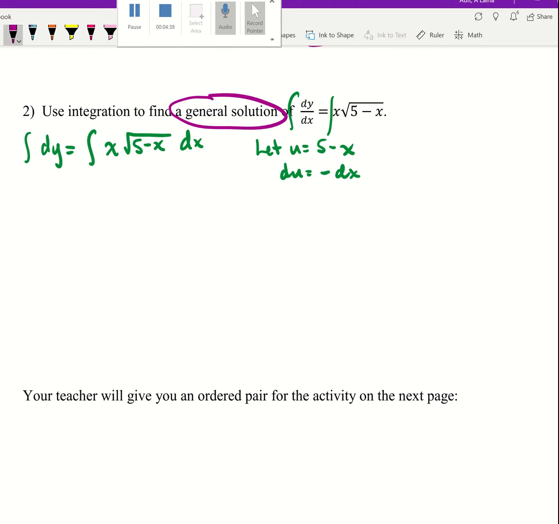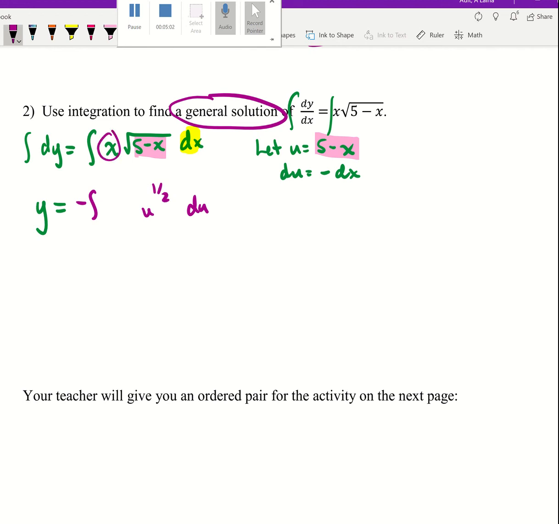Let me just do the left-hand side. When I integrate the left-hand side, I just get y. Remember, the plus c I'll deal with on the right-hand side. If I try to do some substituting here, I can replace dx with negative du. I can replace this 5 minus x with u to the power of 1/2.